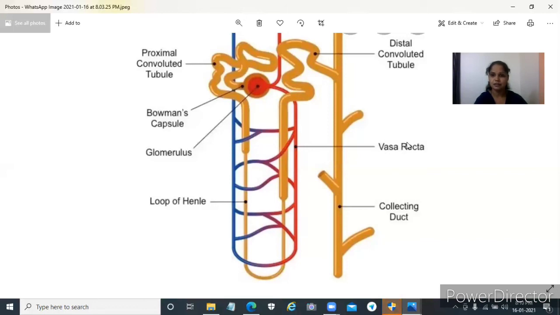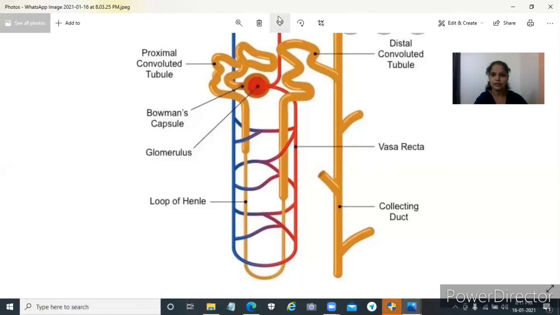The vasa recta. Vasa recta is nothing but blood capillaries surrounding the loop of Henle. The efferent arteriole makes a branching structure over that loop of Henle, forming the vasa recta. Now the main function of the loop of Henle is osmoregulation. Osmoregulation, we know, maintains the water and the salt balance, and it operates the countercurrent system. That's the obligatory absorption of the water.